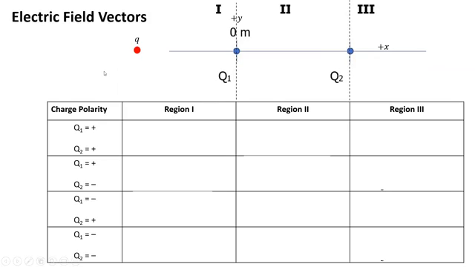If we put a positive test charge, let's say over in region 1, the electric field vectors kind of look like this. Let's assume charge 1 and charge 2 have the same magnitude, so let's say both 2 coulombs or something like that. Since charge 1 is so much closer to the test charge than charge 2, because of the inverse square relationship, its vector is much bigger.